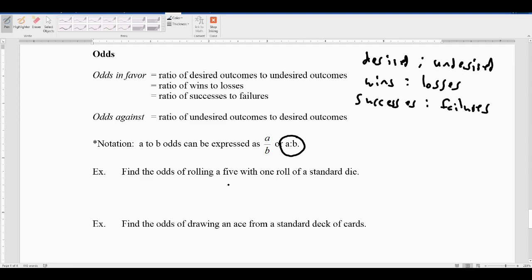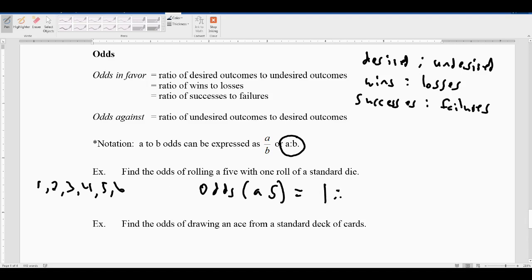So let's do a few examples. Find the odds of rolling a 5 with one roll of a standard die. With one roll of a die, you can roll a 1, a 2, a 3, a 4, a 5, or 6, because a standard die has 6 sides. So the odds of a 5, well, how many ways can you roll a 5? Well, there's 1.